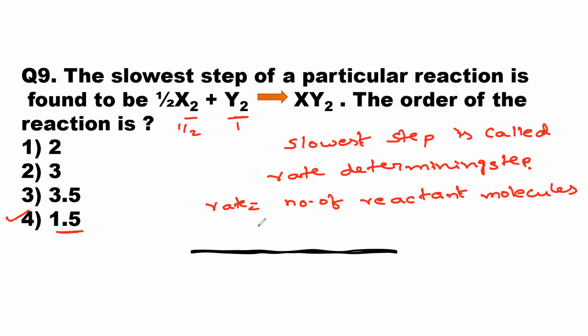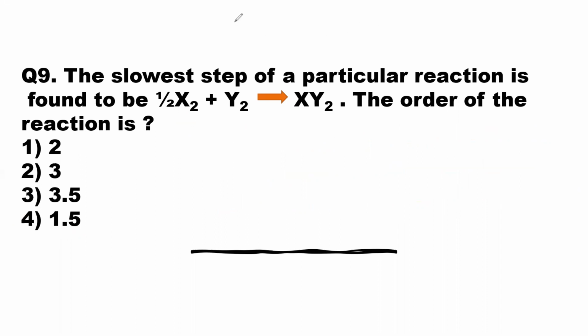I hope it is clear. Very, very important question. Always the slowest step is called the rate determining step. And in that case, rate is equal to the number of reactant molecules, only reactant molecules. In this, the reactant molecules are X2 plus Y2. And X2 is only half, and Y2 is equal to 1. So 1 molecule. So the answer is 1 plus half, it becomes 1.5. So I hope it is clear. Questions like these are very important from the examination point of view.